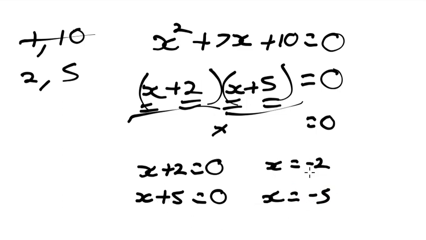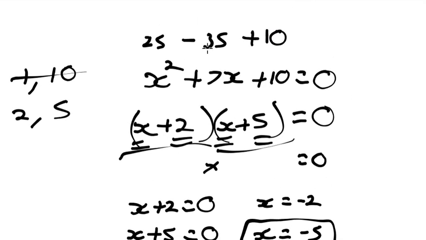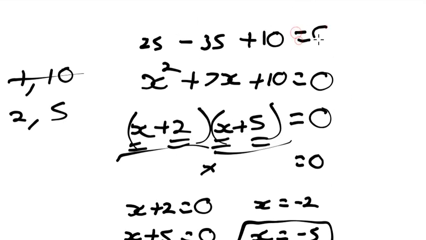We can check that by taking these numbers and putting them into the original equation. We think that, for example, x is minus 5. Let's try it here. Minus 5 squared is 25. 7 lots of minus 5 is minus 35, plus 10, if we work all that out, 25 minus 35 is minus 10, plus 10 does in fact equal 0.